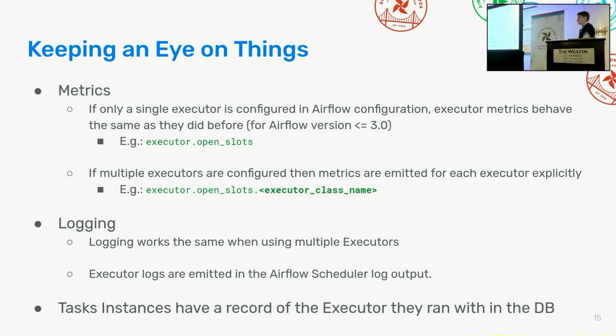And task instances now, the database records themselves, keep track of the executor which executed them. So you'll be able to see in the Airflow web server, you click on a task instance that ran in the DAG, and it'll tell you which executor ran. And these are all plumbed through the Airflow API. So if you want to query for all tasks that ran on a particular executor, for example, that's totally possible.